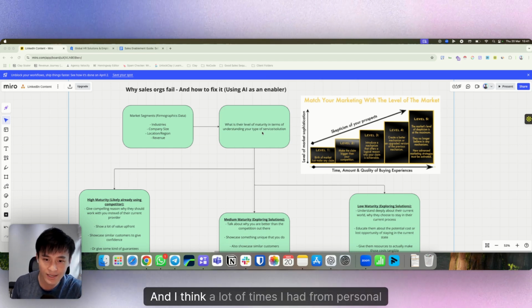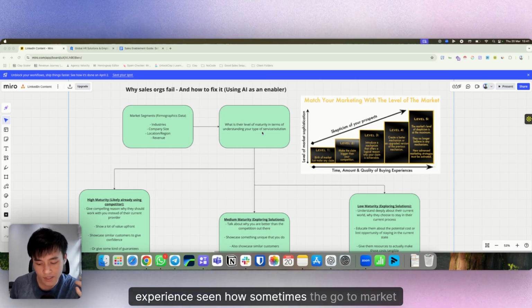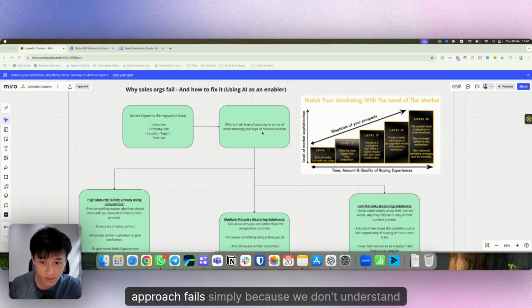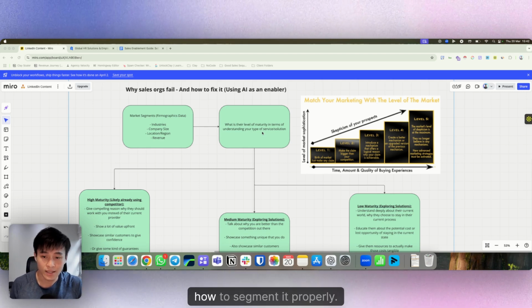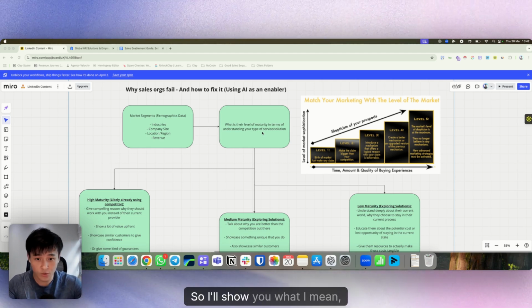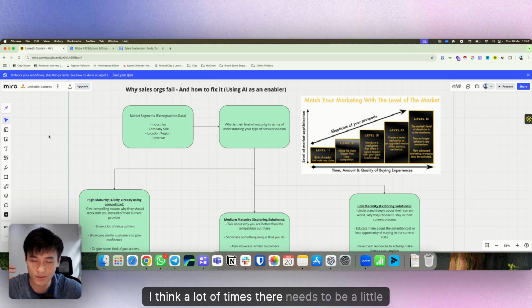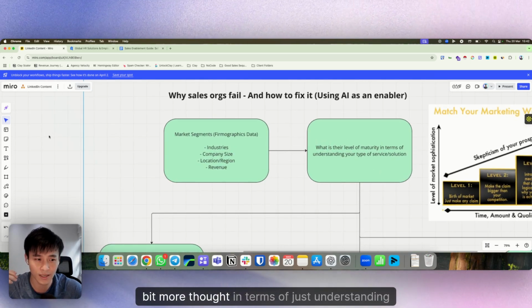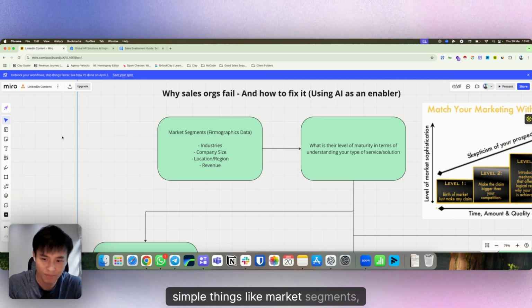And I think a lot of times I had, from personal experience, seen how sometimes the go-to-market approach fails simply because we don't understand the market sophistication and we don't understand how to segment it properly. So I'll show you what I mean, right? And if I take a step back, I think a lot of times there needs to be a little bit more thought in terms of just understanding simple things like market segments.